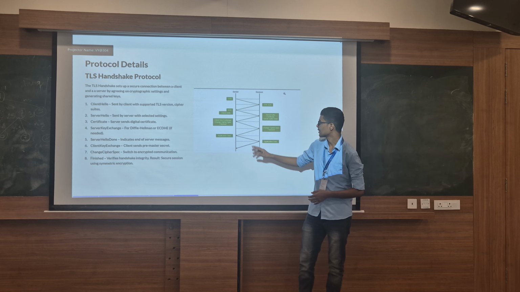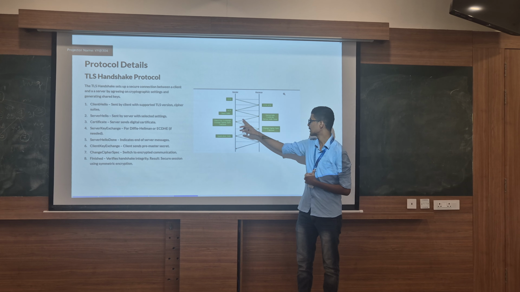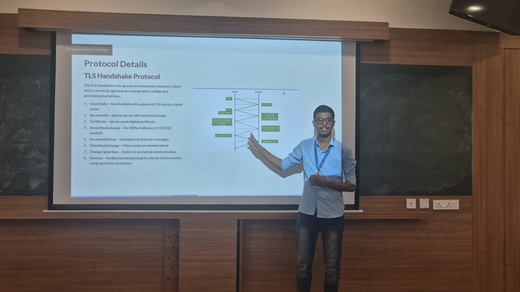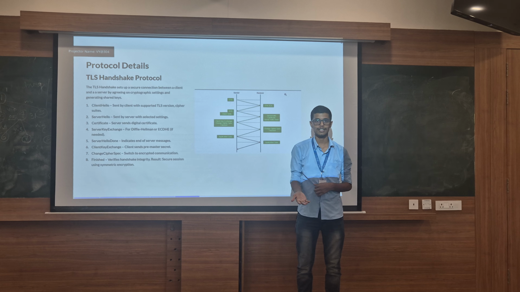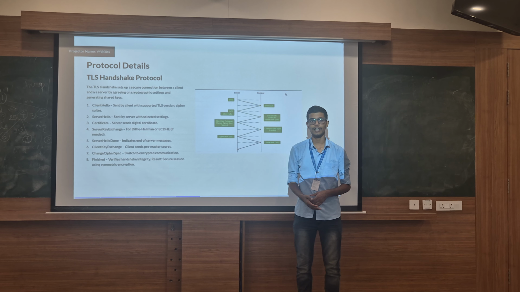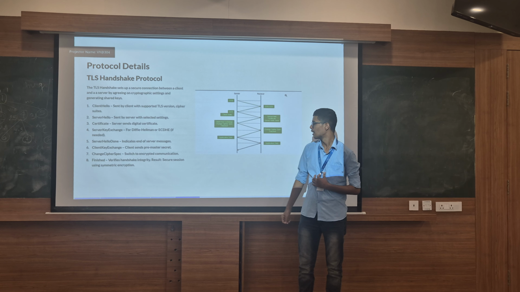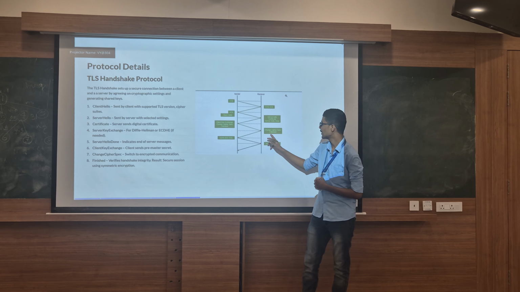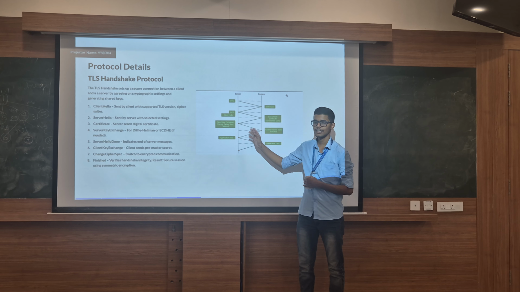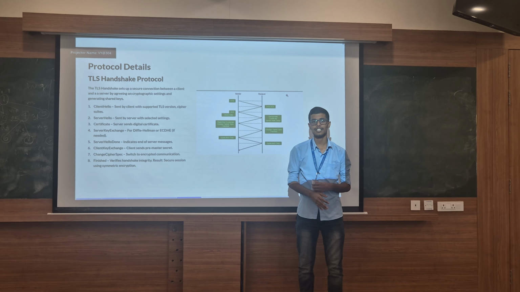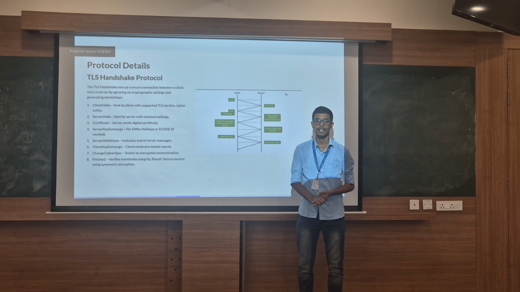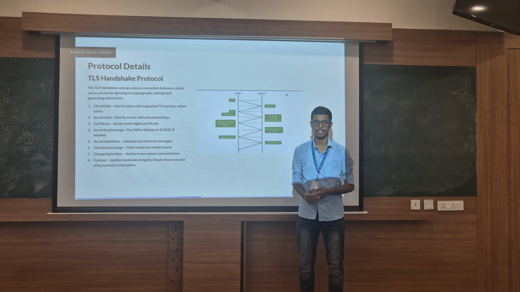After this, the change cipher spec message is sent by both sides, and this message indicates that all the future messages which are going to come will be encrypted using these session keys. And at last, the finished message is sent by both sides, and this message contains the hash of the entire handshake so far, thereby ensuring that a secure communication channel has been established.